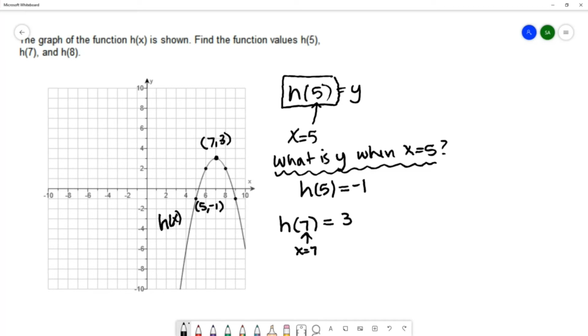And then let's do h of 8. So we know from this notation that x is equal to 8. We can find that on the graph right here. This ordered pair has an x-coordinate of 8. And if we go to the left, the y-coordinate is 2. So h of 8 is 2.